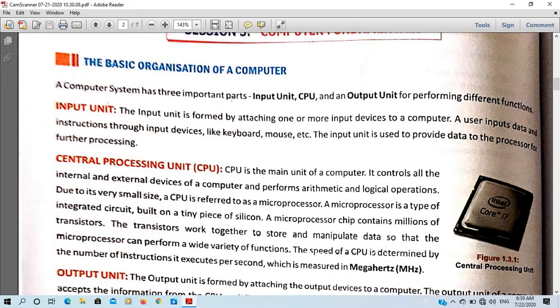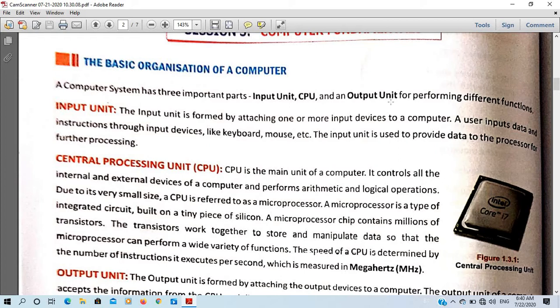A computer system has three important parts. You know very well what input is: the hardware by which we can give something inside the computer is known as input. And CPU is the central processing unit. It processes the input and also helps in giving the output. Means the main function of CPU is to process each and every thing, whether it is input or output. And an output unit means the unit by which we get something out, that is monitor, printer.